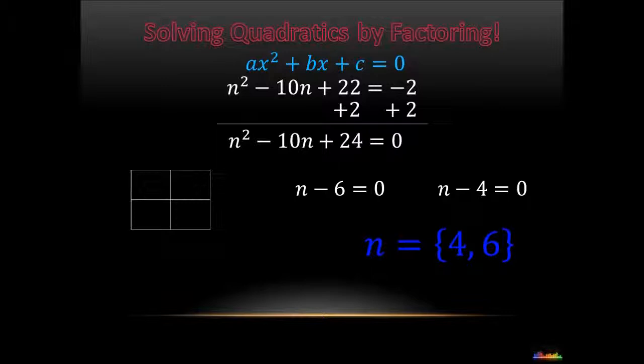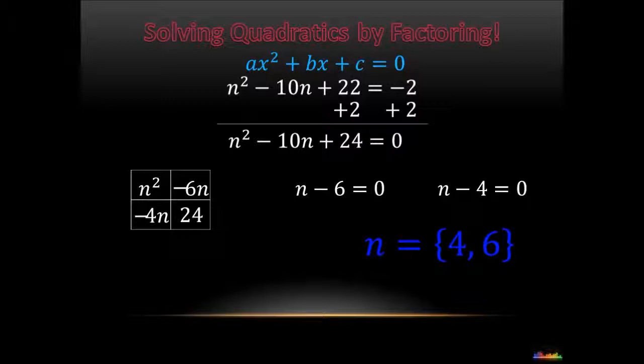So we put the first term in the first box, last term in the last box, and then again our factors of 24 that add to give us 10 since 24 is positive. And it's 6 and 4. And we got to make sure we include our variable behind 6 and 4. So we get 6n and 4n. Since 10 is negative, both 6n and 4n will be negative as well.